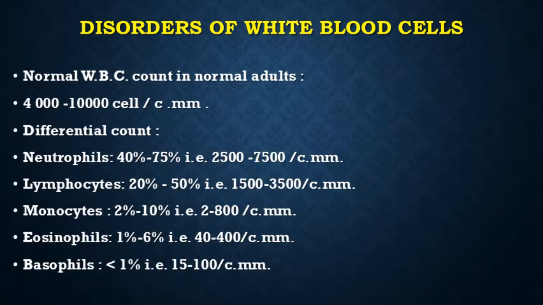Now we are coming to the disorders of the white blood cells. Normally, the white blood cell count in the normal adult is between 4,000 and 10,000, or up to 11,000. Below 4,000 is considered leukopenia, and above 11,000 is considered leukocytosis. Differential count: neutrophils constitute 40 to 75%, lymphocytes 20 to 50%, monocytes 2 to 10%, eosinophils 1 to 6%, and basophils less than 1%.